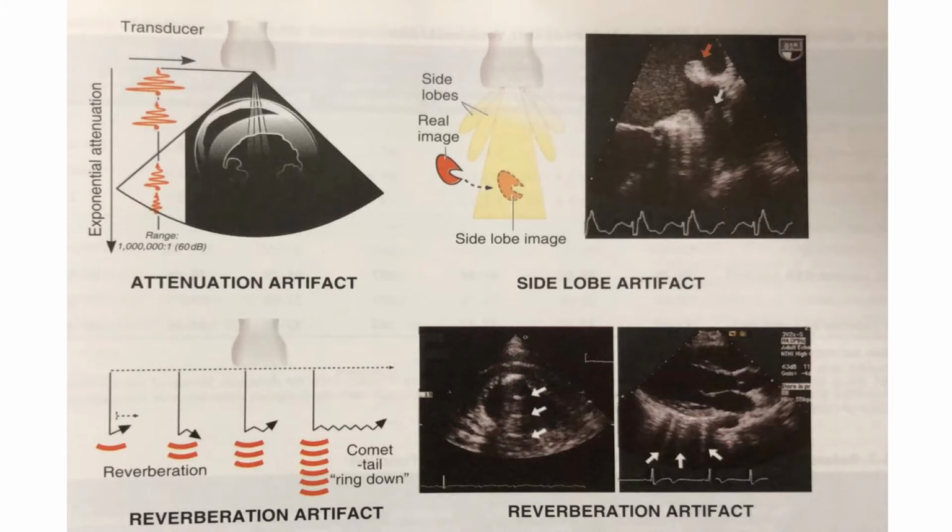This is a pictorial representation of the different types of artifacts which can be present. Here we can see attenuation artifacts due to the ribs, the side lobe artifact where they're erroneously mapped by the receiver, and then the reverberation artifacts which is caused due to internal echoes, as we can see here. These are all reverberation artifacts.